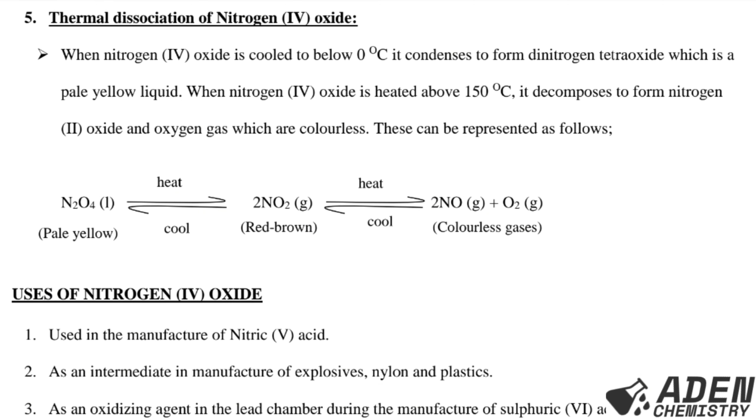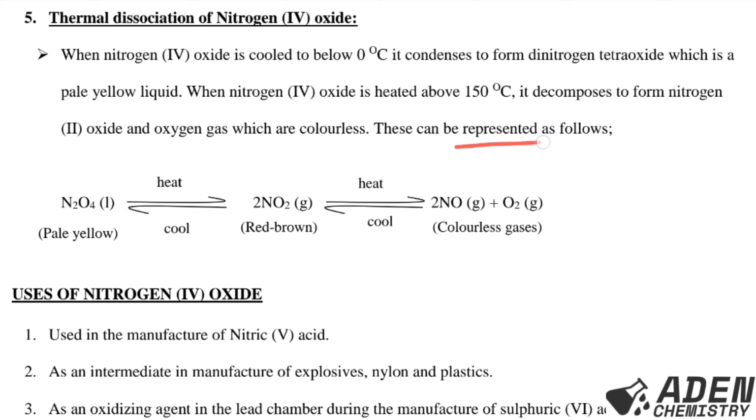Next, let's proceed to the fifth chemical property of nitrogen peroxide, and that's thermal dissociation of nitrogen peroxide. We are saying when nitrogen peroxide is cooled to below 0 degrees Celsius, it condenses to form dinitrogen tetraoxide, which is a pale yellow liquid. When nitrogen peroxide is heated above 150 degrees Celsius, we are saying it decomposes to form nitrogen 2 oxide and oxygen gas, which are both colorless.